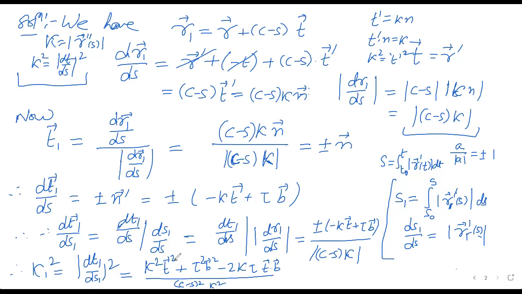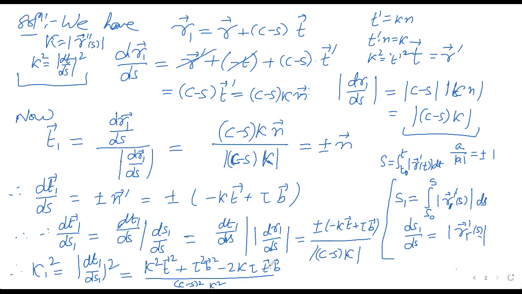यस सर. अब यू नो t स्क्वायर इज हाउ मच? t स्क्वायर मींस t dot t. What is t dot t? mod t into cos 0. So how much? t square is how much? 1 sir. 1. How much b square?